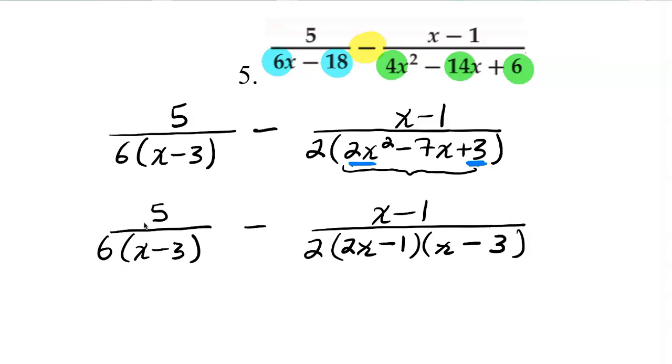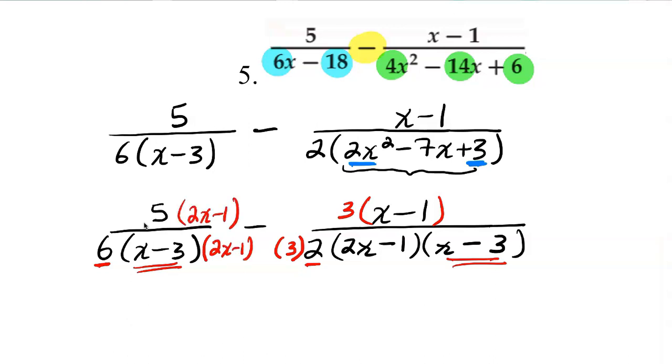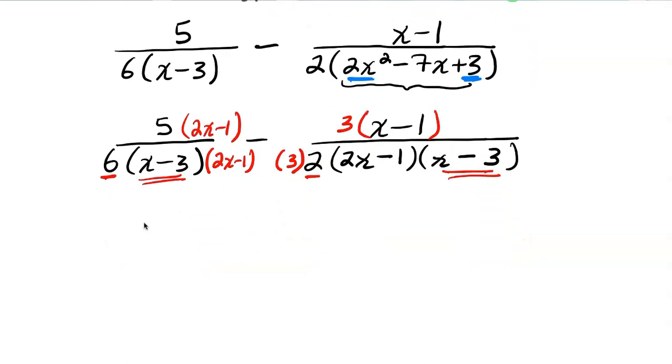Okay, let's go through our process. They both have an x minus 3 already, so we don't need any extra x minus 3s. This side has a 6, this has a 2, so we could multiply the 6 by 2 and the 2 by 6, but it would be the least common denominator if we just multiplied the right one by 3, and now it's a 6. 3 times 2 is 6, which matches the other 6. And then the last match we have is 2x minus 1. Okay, so kind of a lot of stuff going on here.